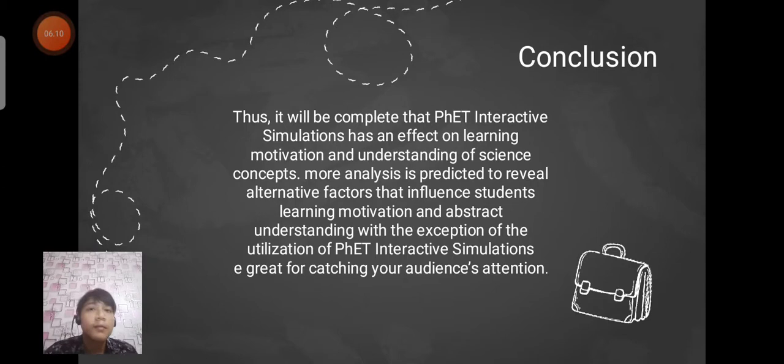In the conclusion, it can be concluded that PhET interactive simulation has an effect on learning motivation and understanding of science concept. More research is expected to reveal other factors that influence student learning motivation and conceptual understanding, besides the utilization of PhET interactive simulation.